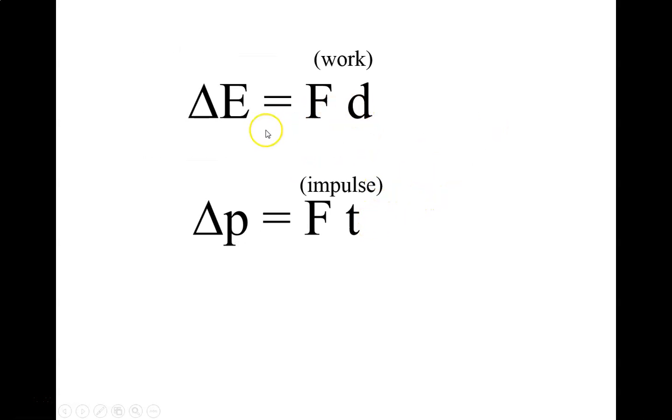Okay, so just a similarity between this unit and last unit. Before we had work equals the change in energy. Here we have impulse equals the change in momentum. Similar but different. And these are both on your equation sheet. Although I don't know if this one is per se, but the formula for work is, and you should know that work equals the change in energy.